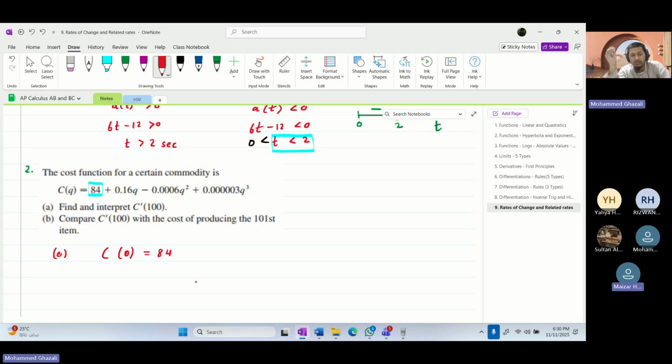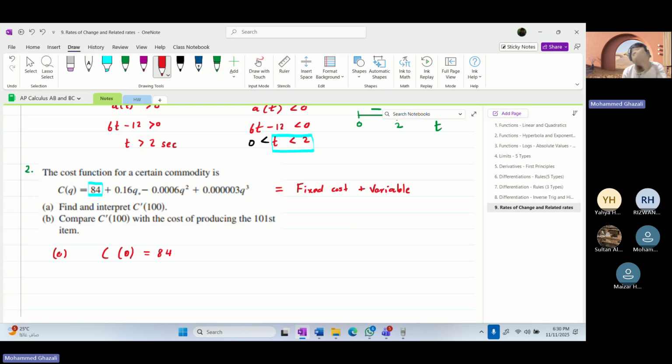Aren't you supposed to obtain the derivative first? No, I'm not finding the derivative. I'm explaining what C of 0 means. C of 0 is like operation costs without producing: labor, electricity, all these things. If you understand economics and finance, 84 means it's a fixed cost. A fixed cost plus a variable cost gives you the entire cost. What is variable cost? The cost of producing the actual quantity of items.